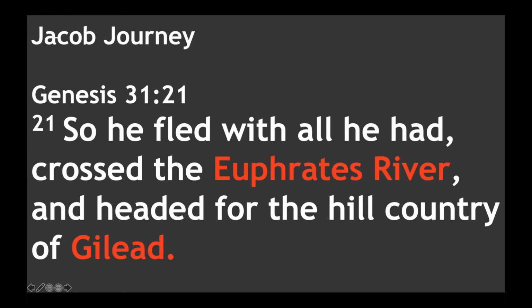Now, in order to understand Abraham's journey, we have to learn about Jacob's journey too, because from Jacob we learn more. Because I searched all the scripture. With Abraham, Genesis does not tell us exactly from where he entered the promised land. But when we read about Jacob's journey, it tells us exactly where he entered. He left from the Euphrates River to the hill country of Gilead. So I'll show you where Gilead is later too.